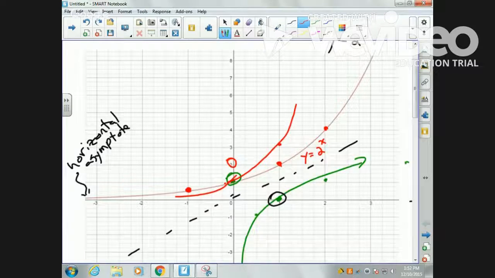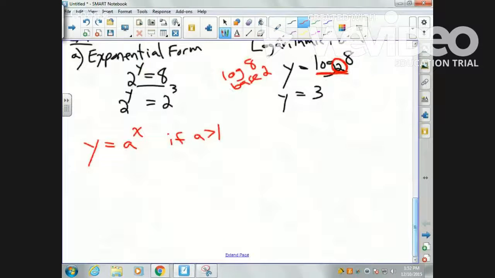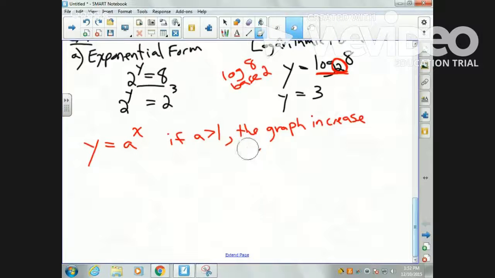I should write that down, I guess, because if a is greater than 1, the graph increases. We've talked about that already, but it increases more. How do I write this? The graph increases faster as a gets bigger.